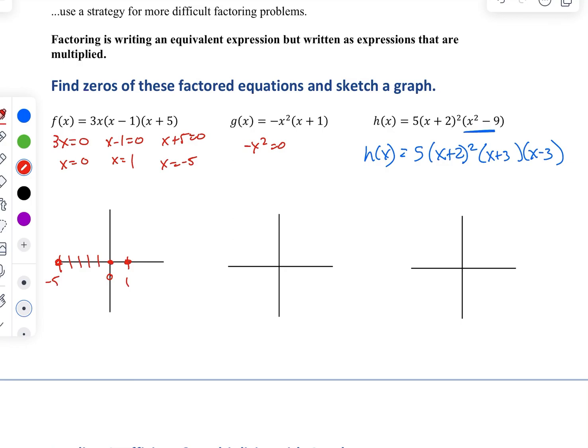So if I set this negative x squared equal to 0, I divide by -1, I still have x squared equals 0. I square root, I still have x equals 0. Next one, x plus 1 equals 0. I subtract 1, so I get a -1. So 0 and -1.